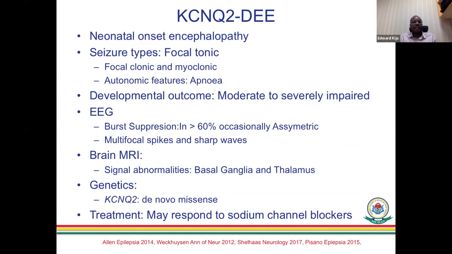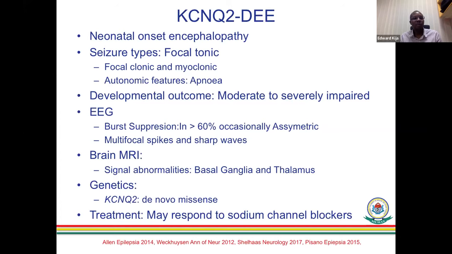The next one is the etiology-specific DEEs, and one is the KCNQ2 DEE, which tends to have a neonatal onset, and the seizure types tend to be focal tonic, but other seizure types, focal clonic and myoclonic, have been reported, and some present with autonomic features, including apnea. The developmental outcome varies. It may present with either moderate to severely impaired.